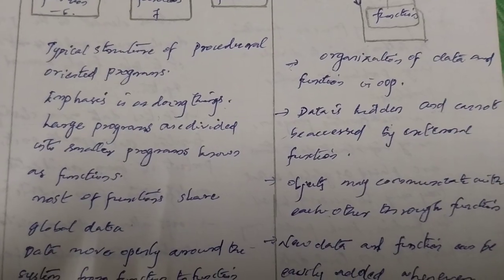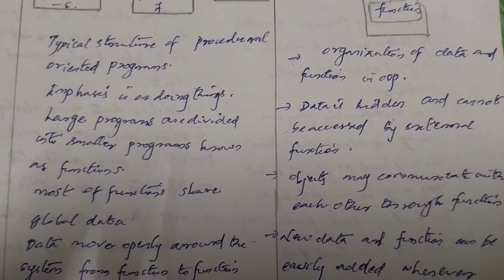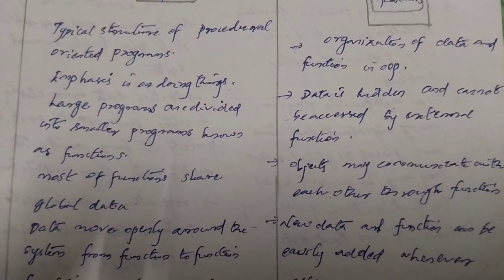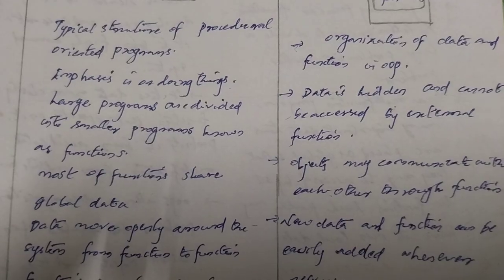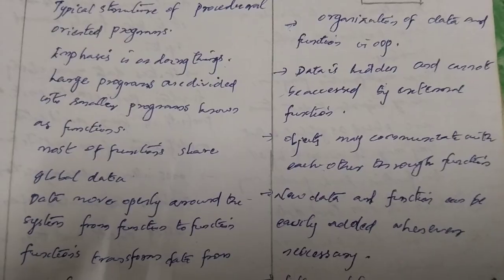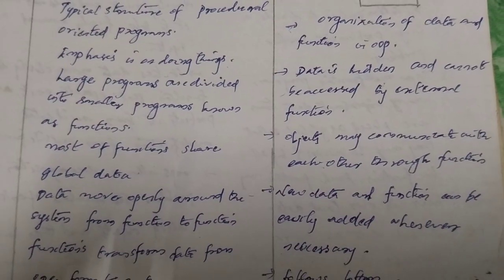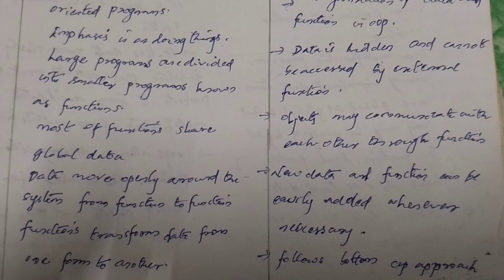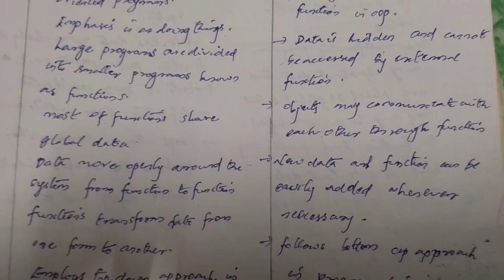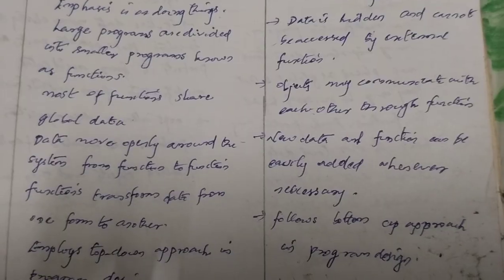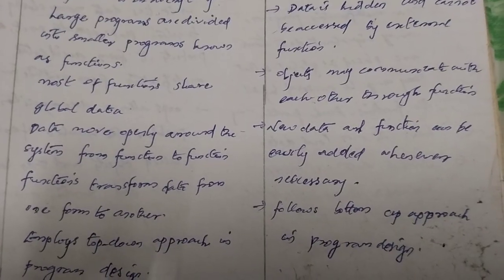In the object-oriented program, the organization of the data and the functions in OOP: data is hidden and cannot be accessed by external functions. Objects may communicate with each other through functions. New data and functions can be easily added whenever necessary. It follows a bottom-up approach in program design.